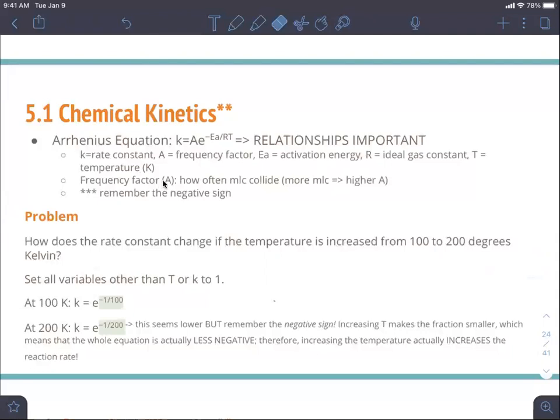So when you look at this equation, always bear in mind that there's a negative in the exponent. Because of that negative, what you intuitively think is actually the opposite. So if you increase the activation energy, for example, the reaction rate would actually slow down because you're making the fraction bigger, and therefore you're making the equation more negative. Because you're making it more negative, the reaction is slowed down.